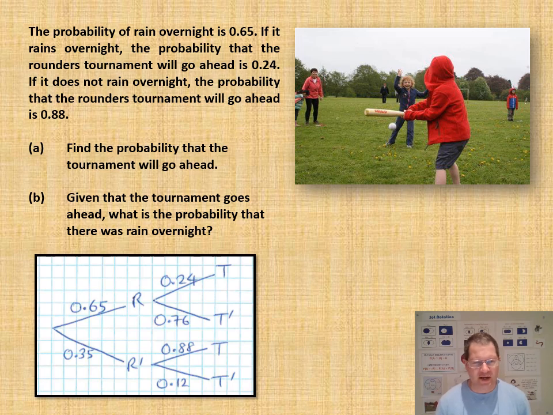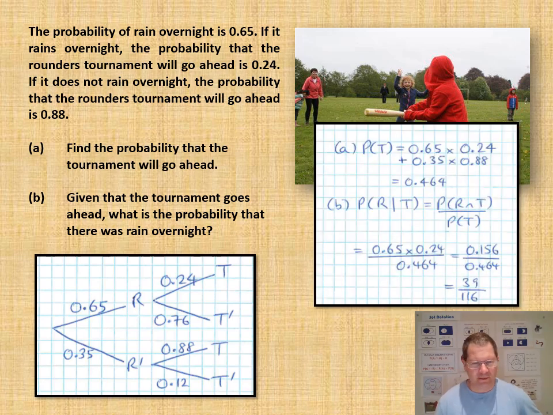We'll start off with rain and not rain. The probability of rain is 0.65, therefore the probability of not rain is 0.35. If it rains overnight, then the Rounders tournament will go ahead with a probability of 0.24. So we've got T for tournament and not T for not tournament as 0.24 and 0.76, following on from our 0.65 of rain. If it does not rain overnight, the probability that the Rounders tournament will go ahead is 0.88. So our 0.35 leads us to a tournament of 0.88 or a not tournament of 0.12.